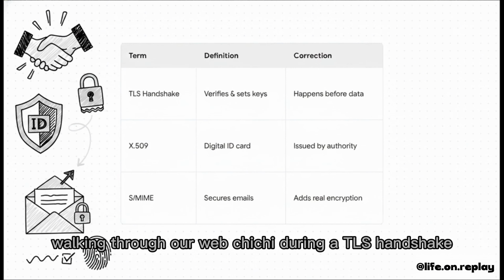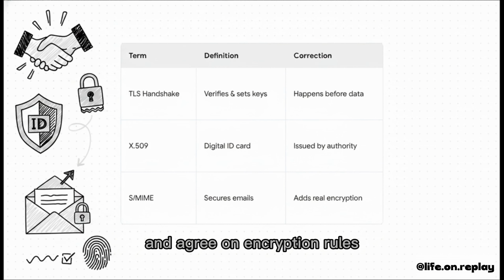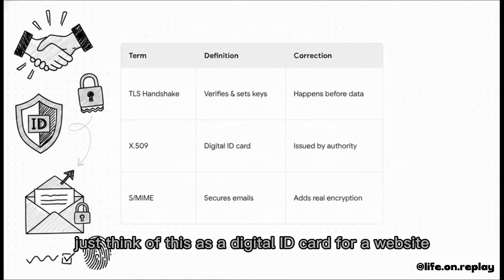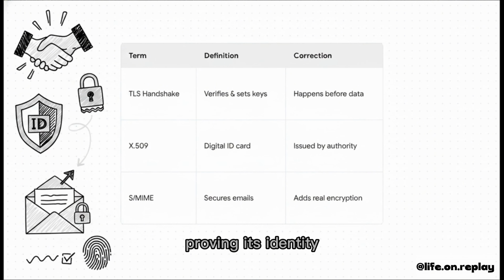Walking through our web cheat sheet. During a TLS handshake, the browser and server verify each other and agree on encryption rules before they even start talking. Then we have the X509 certificate. Just think of this as a digital ID card for a website, proving its identity.